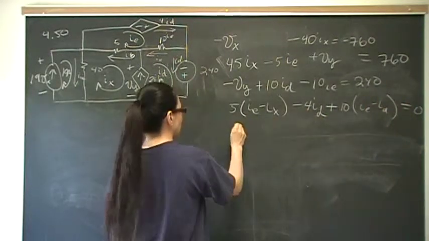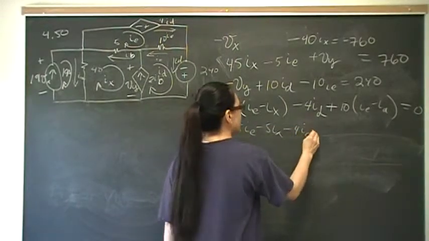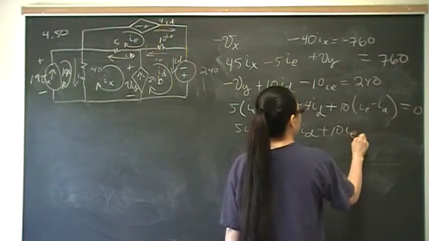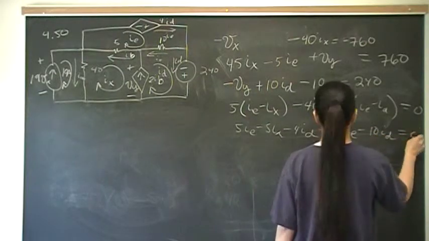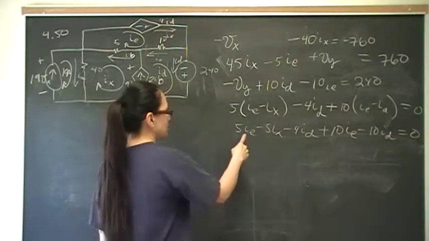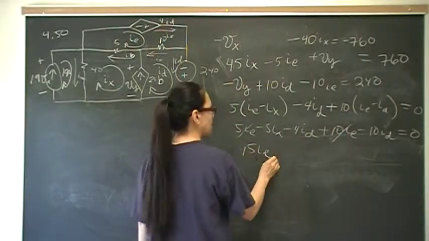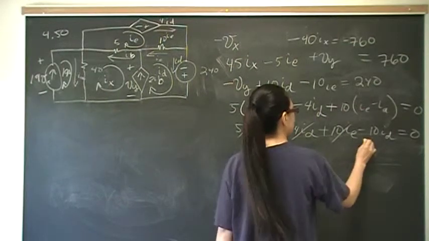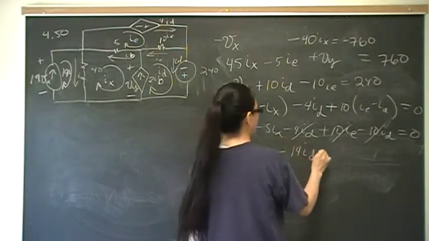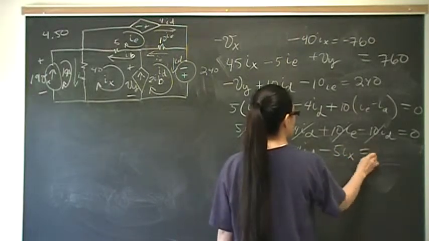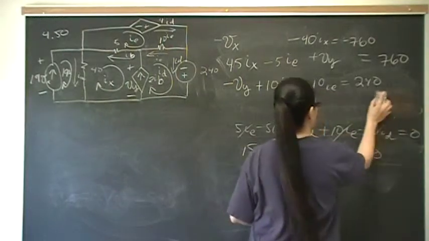So let's simplify this one. It's 5IE minus 5IX minus 4ID plus 10IE minus 10ID is equal to 0. So then we got 10IE, 5IE, so that's 15IE. We've got negative 4ID and negative 10ID is minus 14ID, and minus 5IX is equal to 0. So that's our fourth equation. So let's replace that with our fourth equation.